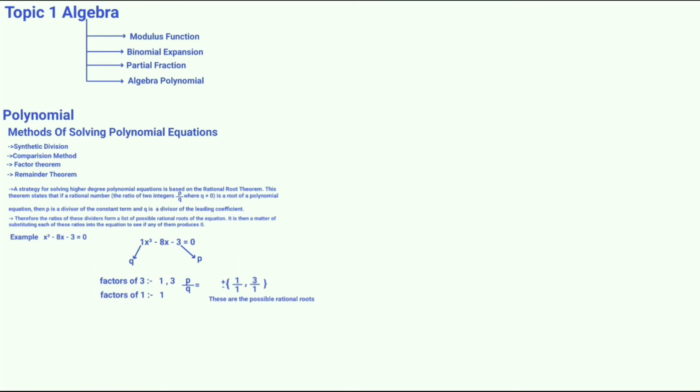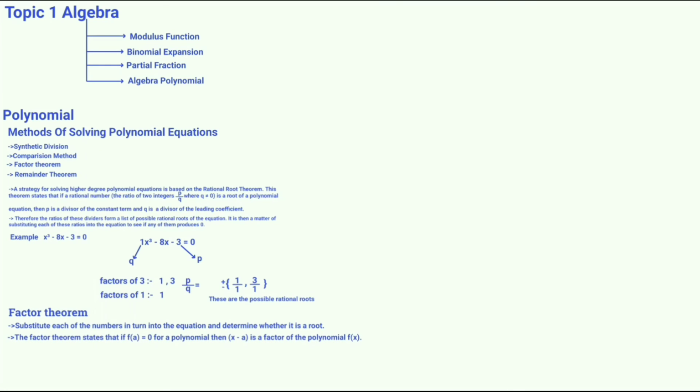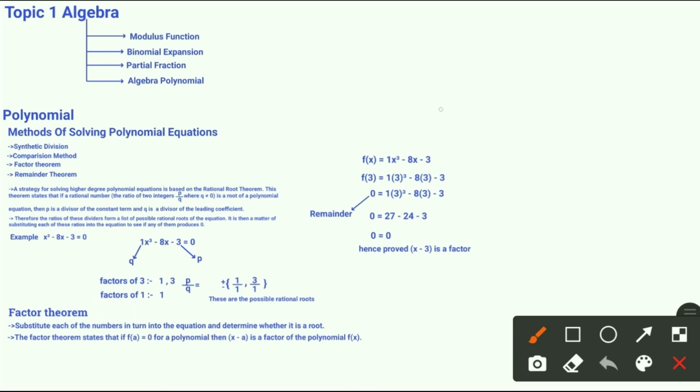Okay, could be positive and negative. Didn't tell you that. Okay. Substitute each of the numbers into the equation, determine whether it is a root. Okay, the factor. Now I've just put 3 in here. If I put minus 3 instead of 3, I didn't put minus 3 and I didn't put minus 1. So let me see how it works.